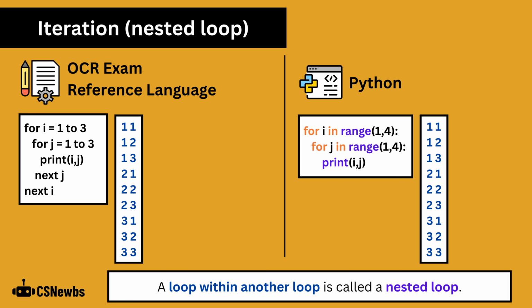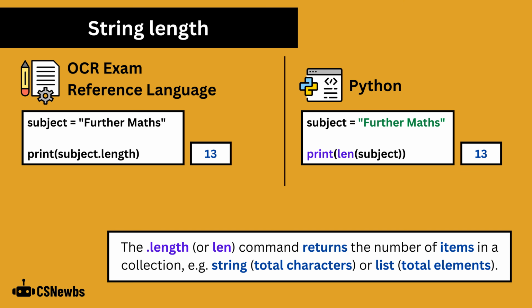You may need to write a loop within another loop, which is called a nested loop. In a nested loop, the inner loop runs to completion every time the outer loop runs once. You can see the J loop runs from 1 to 3, while the I loop is at 1. Then it runs from 1 to 3 again, while the I loop is at 2, and then again when I is 3. Now we'll look at string handling.